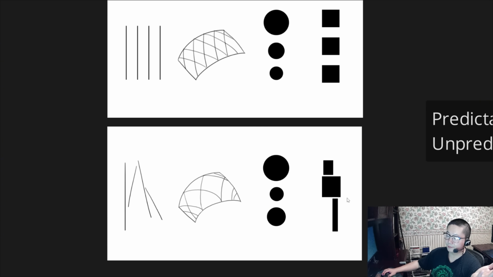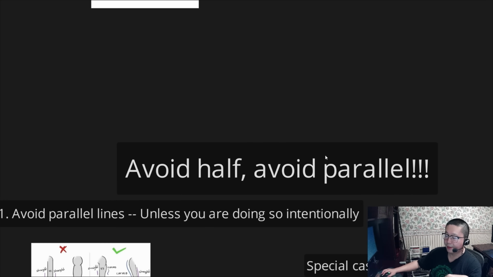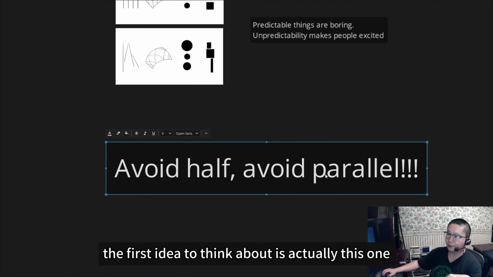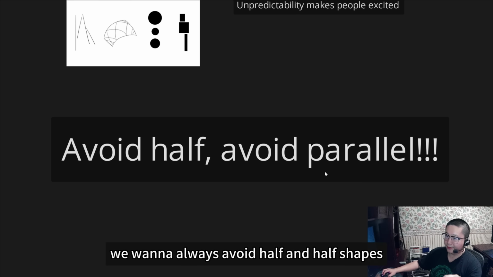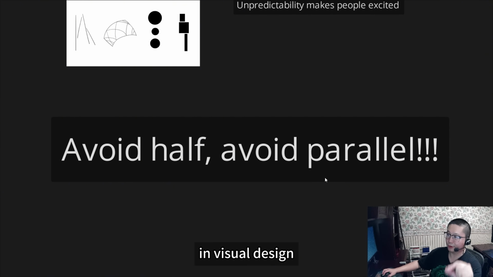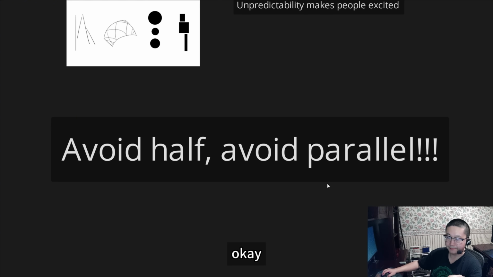So let's break it down even more. The first idea to think about is actually this one. We want to always avoid half and half shapes and avoid parallel shapes in visual design at all costs. They are our number one enemy. Okay?